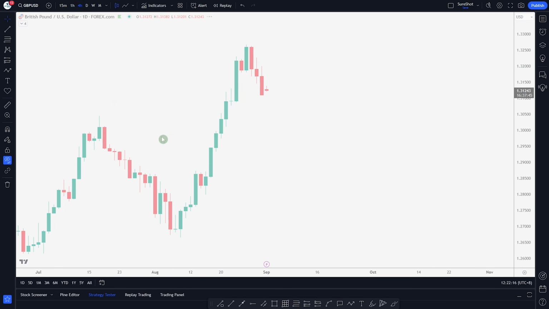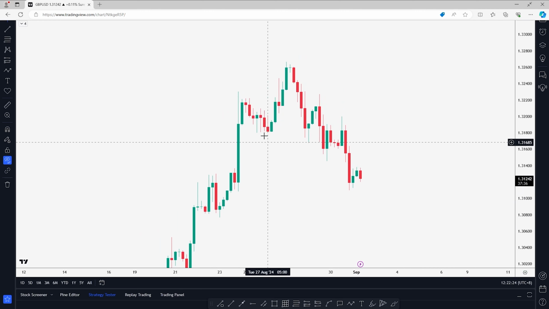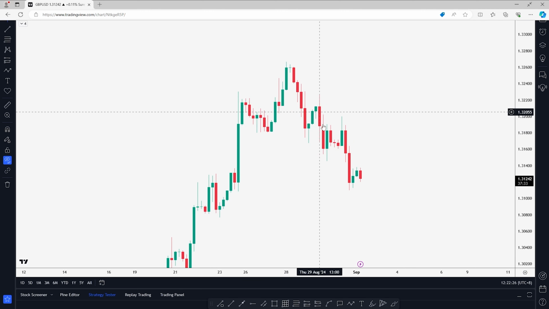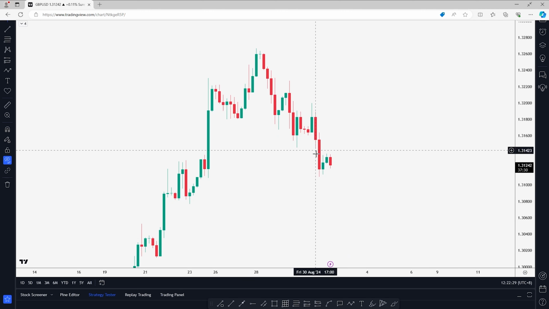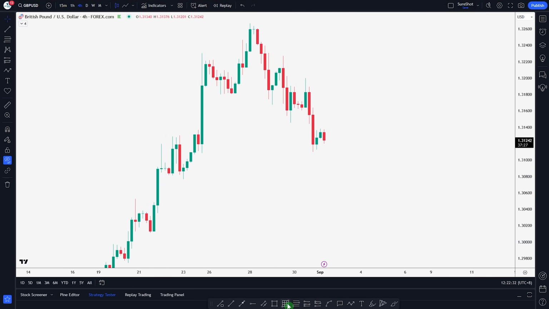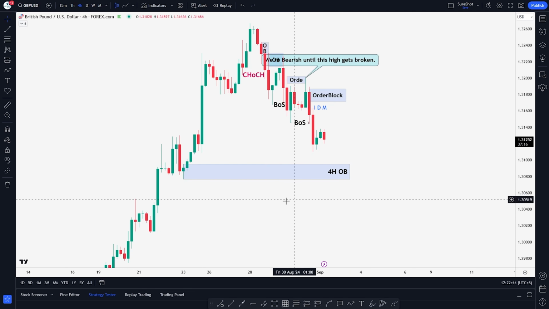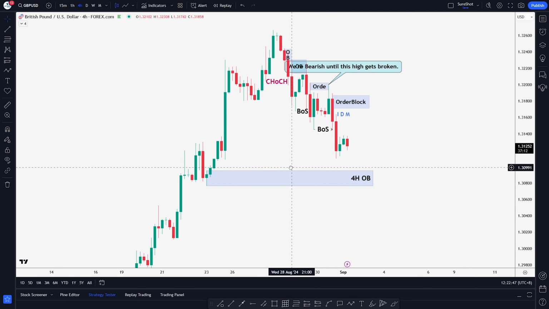On the 4-hour time frame, we can clearly see that the market shifted at this point, broke this structure and continued bearish order flow. So we have marked the demand zone from this order block because it swept the liquidity and market momentum started from this point and went upwards. You can clearly see that this is the 4-hour order block.